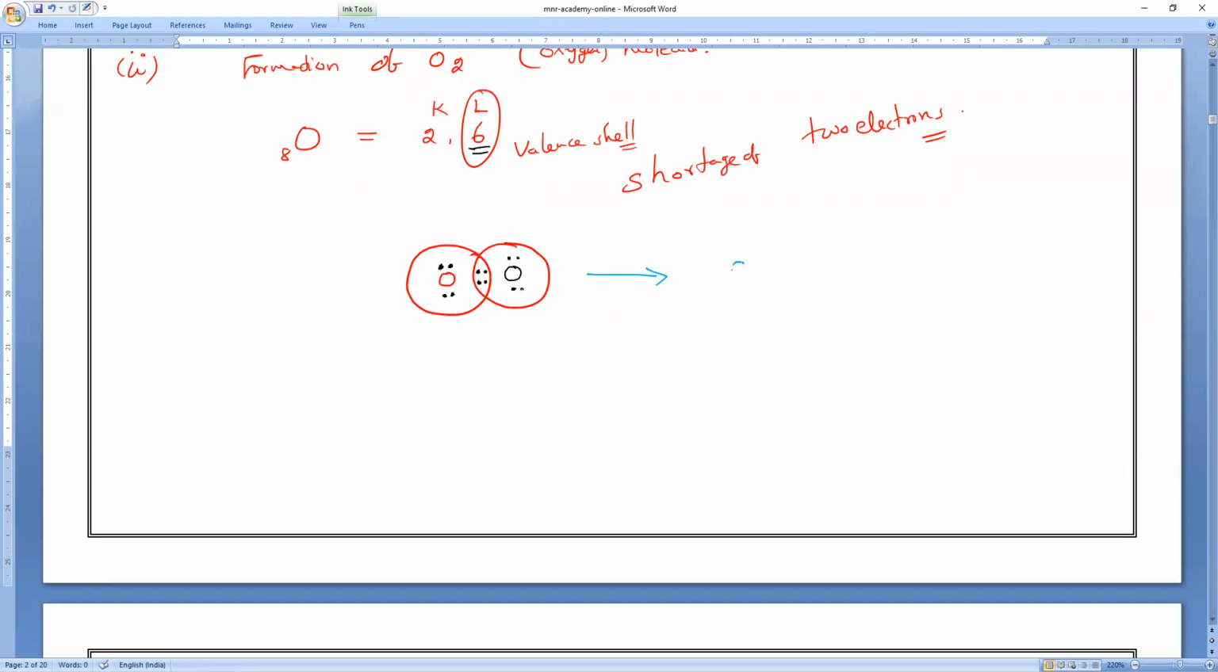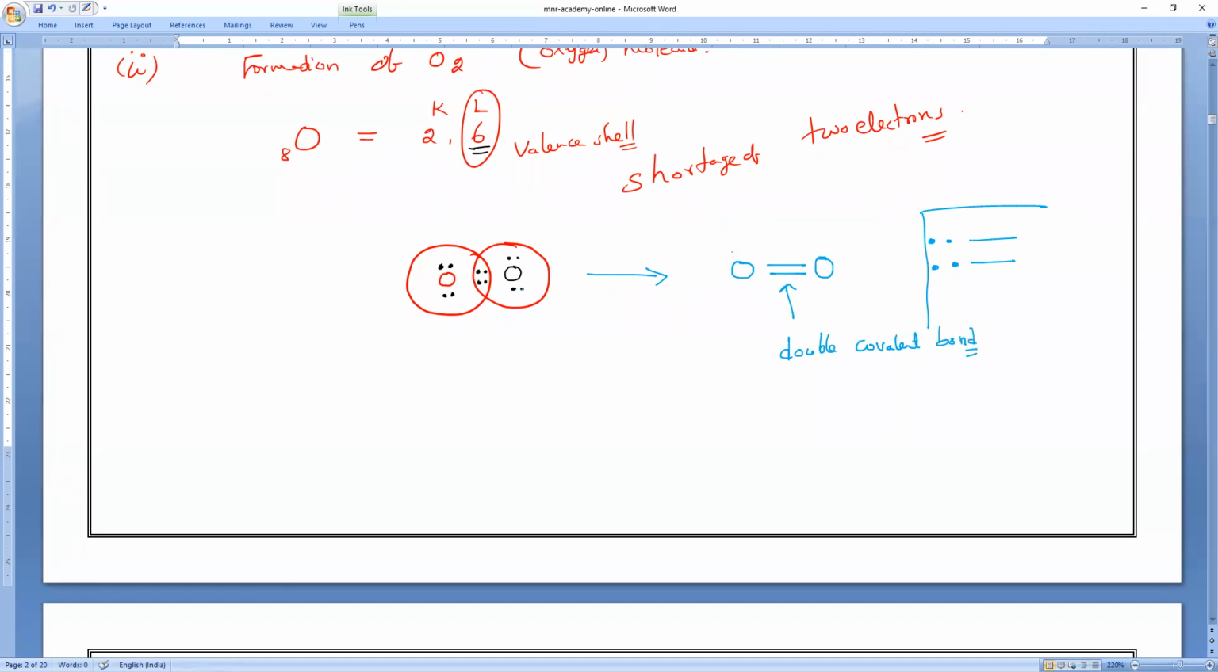Now, remember, we have to draw only the valence shell. One pair of electrons, one line; another pair of electrons, another line. So what bond will they form? Everybody, a double bond. This is what we call a double covalent bond. Is it okay, everyone?